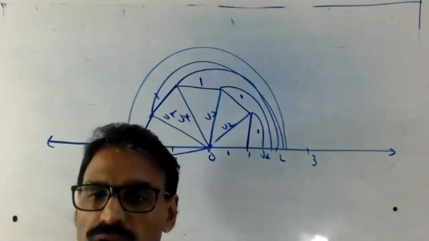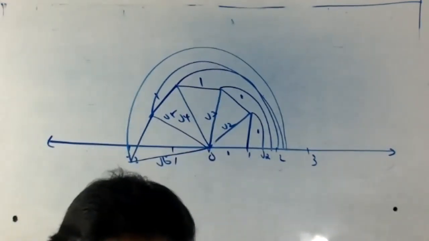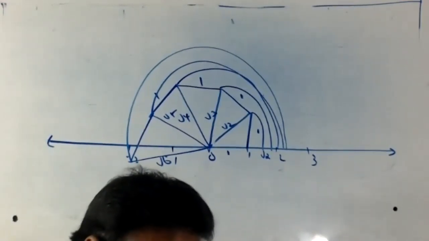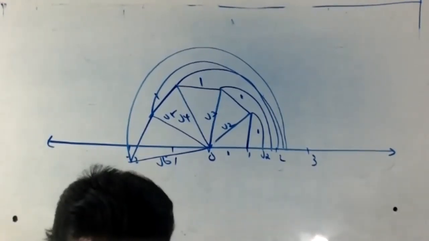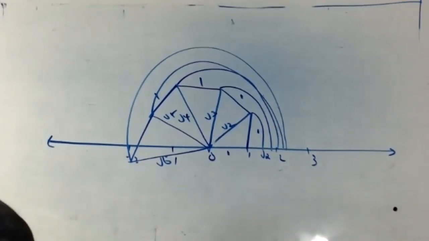Now we are going to write the question down. This is homework only. Write the question. Draw root 5 on the number line. Okay.